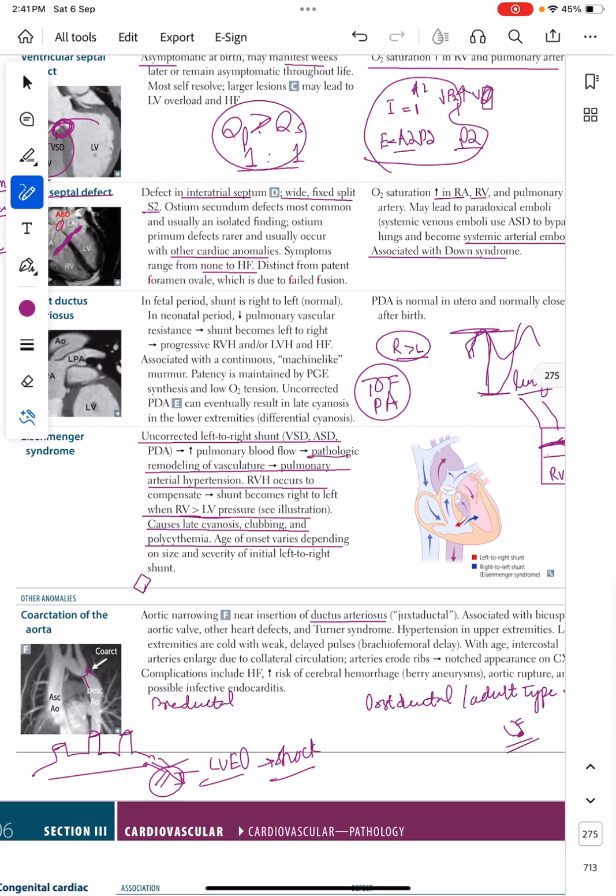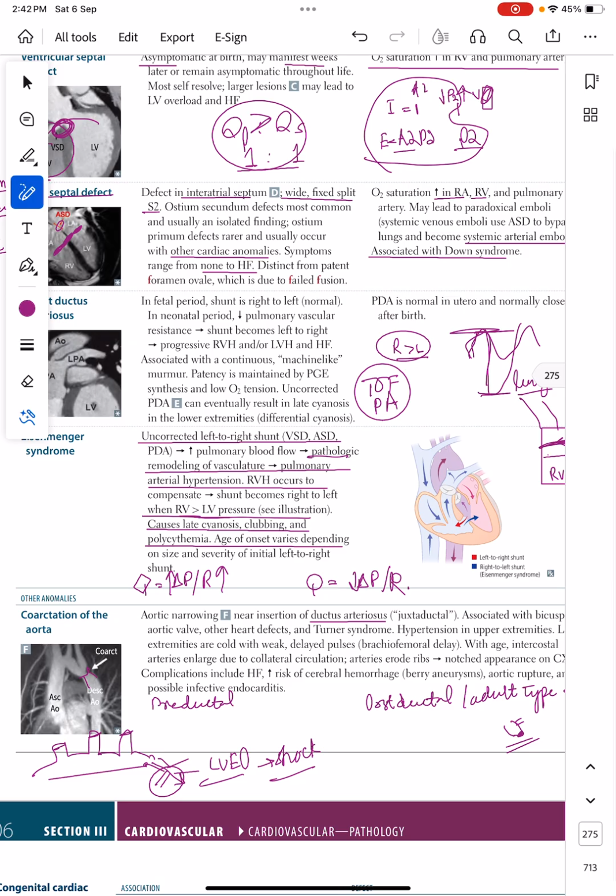For example, we have studied the equation Q equals change in P divided by R. So in the upper extremity there is autoregulation due to the increase in pressure difference. The resistance increases and the arterioles constrict. In the lower extremity there is low blood flow and less perfusion pressure, due to which the arterioles dilate. So due to autoregulation it compensates.